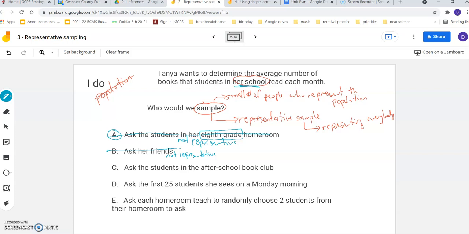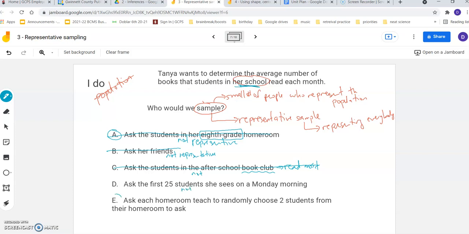What about just asking the students in the book club? Well, that's really not representative because these people probably read the most. These are obviously people who love to read and are choosing to be in a book club, and so if you only ask them, you're probably going to get an idea that the whole school reads a lot of books, which is probably not true. So this is also not representative. Ask the first 25 students she sees on a Monday morning. Again, then you're just getting all the people who get to school first or are on her hallway first or something like that. You're not sampling from across the whole school.